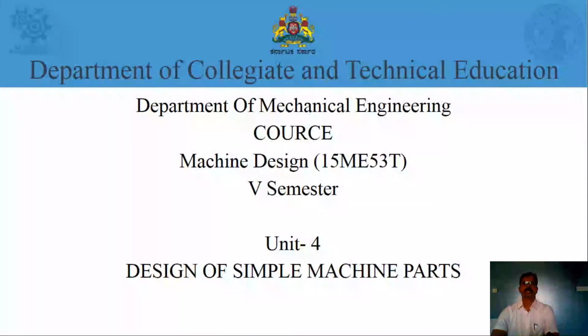Welcome to the Learning Management System of the Department of Collegiate and Technical Education, Department of Mechanical Engineering, Course Machine Design. Course code is 15ME53T for the 5th semester Mechanical Engineering. Unit 4. In this session, we are going to learn about simple problems on flange coupling.